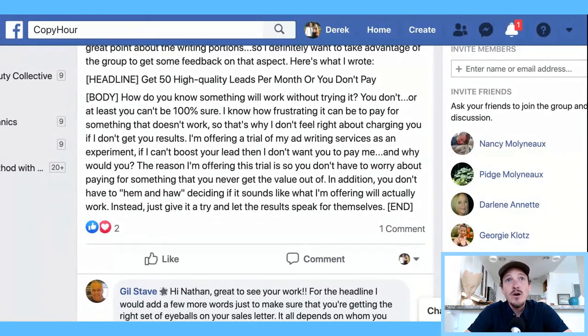So if we are going off of pure offer lead, and I haven't read the rest of this, then this lead should center around this fact, not paying. Obviously, we need this promise in here of getting 50 high quality leads. But the biggest portion of this is that guarantee, which is like you're not going to pay. So how do you know something will work without trying it?